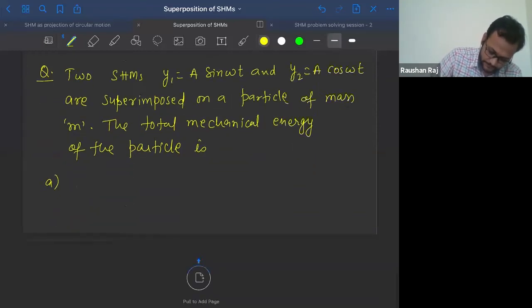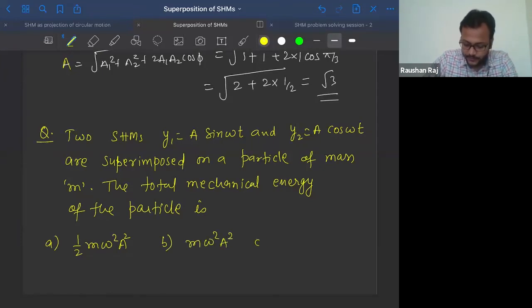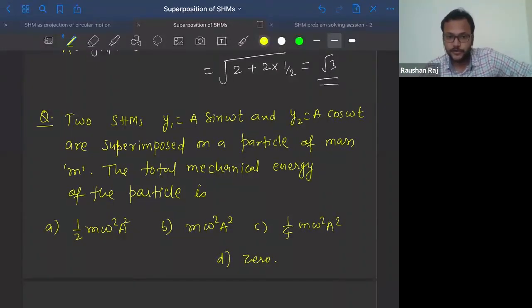Option A, half m omega square a square. Option B, m omega square a square. Option C, 1 by 4 m omega square a square. Option D, 0. Okay. So please solve this question, guys. I'm launching a poll for you.